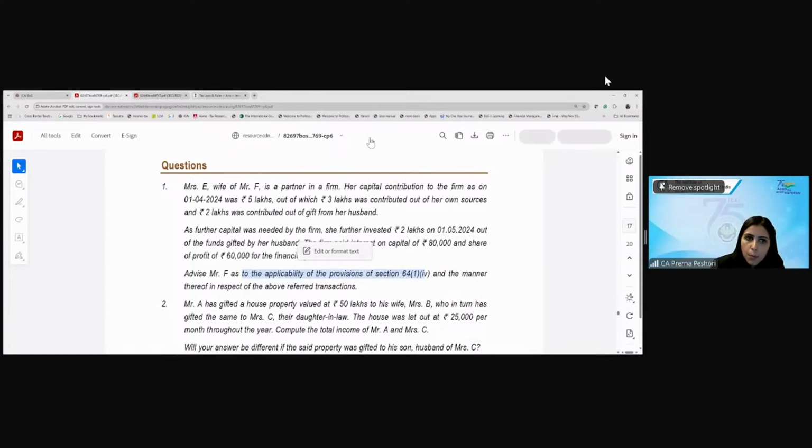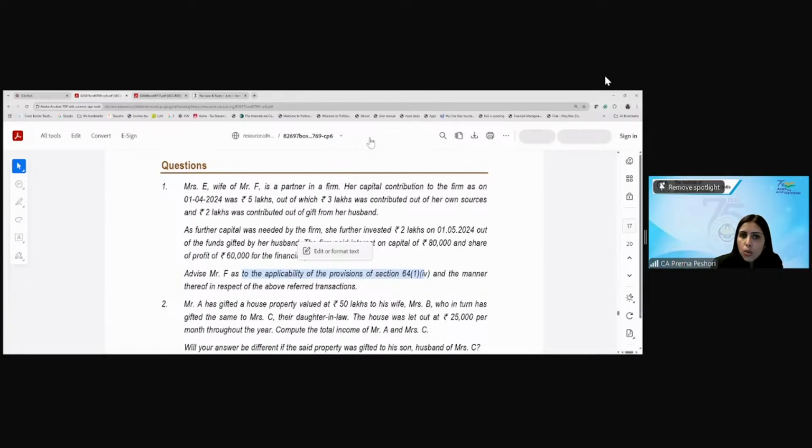How do you calculate the proportionate amount? 80,000 into what is the husband's contribution? The gift from husband is what? 2 lakh, right? 2 lakhs has been contributed by him. Correct. So 2 lakh divided by what is the capital?